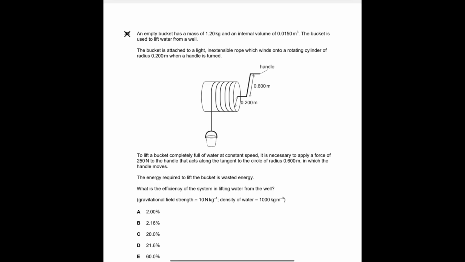Again, an empty bucket has a mass of 1.2 kilos. The hand acts along a tangent to the circle of radius 0. Okay, so that just means this force is always going to be perpendicular to the handle. Required to lift the bucket is wasted energy. Oh, so that means what's the efficiency of the system in lifting water from the well? Okay, because we only want to consider the energy used to lift water.